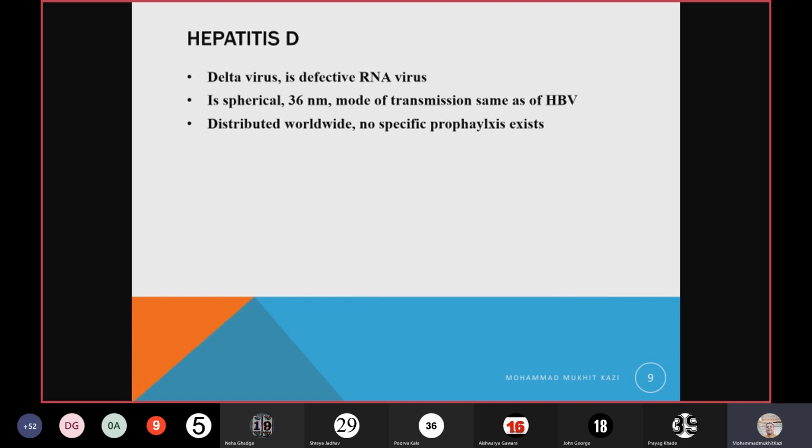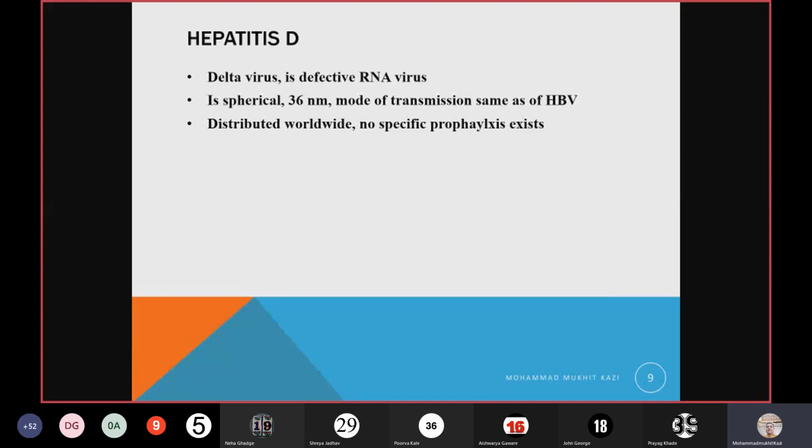The fourth most important group of virus is hepatitis D. The D stands for Delta virus. The D has been taken from the Delta virus, which is a defective RNA virus. This is something which occurs as a nanoparticle with the hepatitis B virus. It is a defective RNA virus, spherical, 36 nanometers.